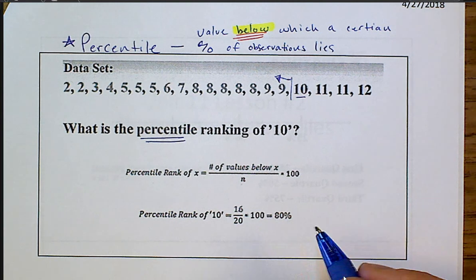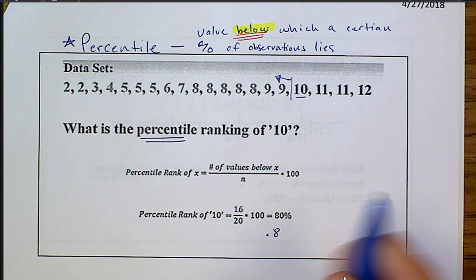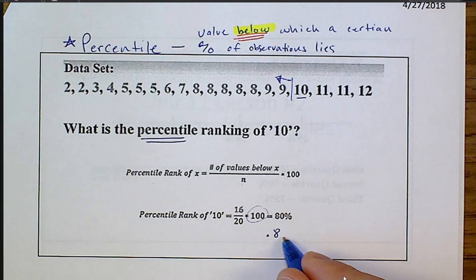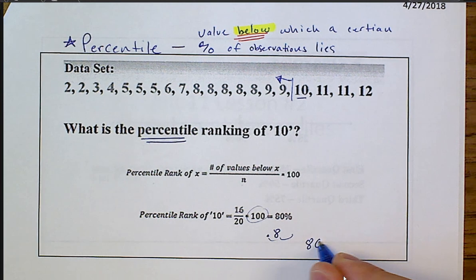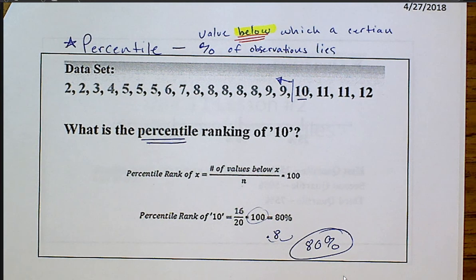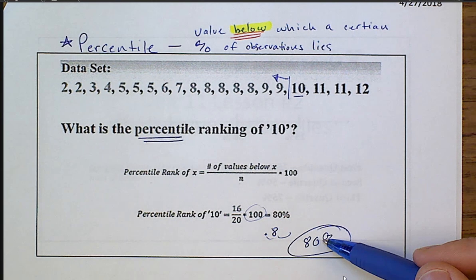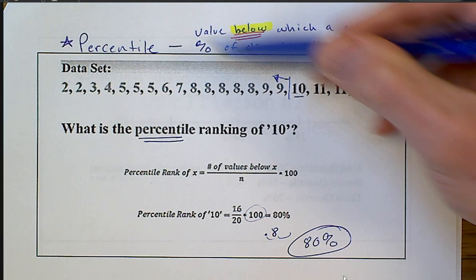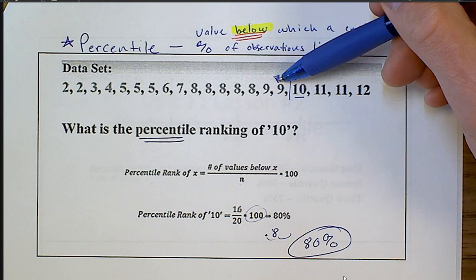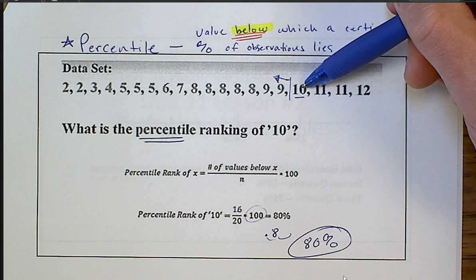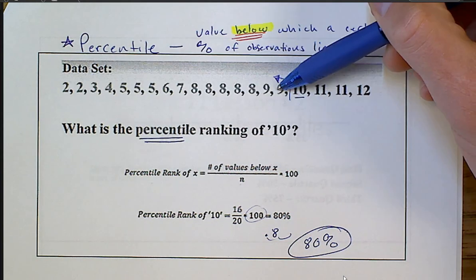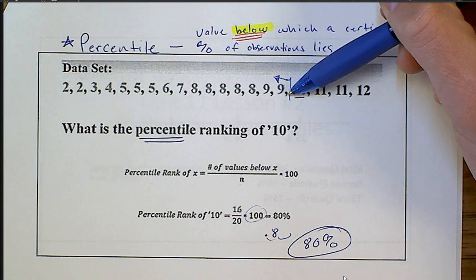16 out of 20 would give you 0.8. If you want to times it by 100, you can, or you can just move that decimal place over 2 spots to make it a percentage, and you get 80%. So what does that mean? That means that 80% of the observations in this data set fall below the number 10. So all of these numbers would represent 80% of the observations in that data set.